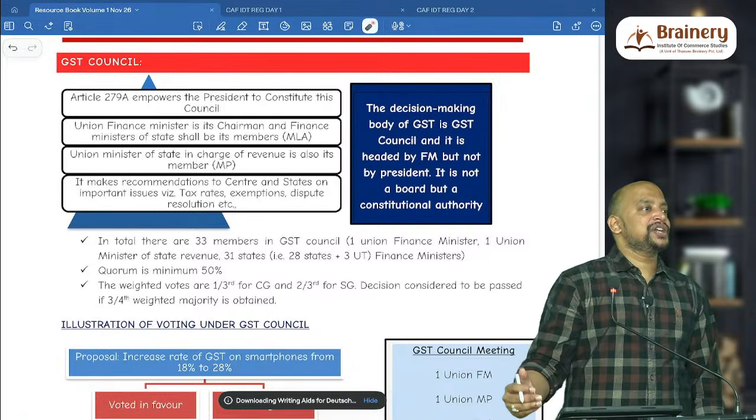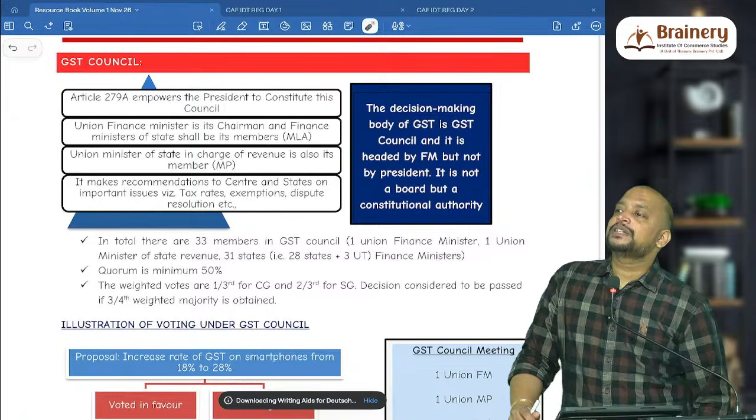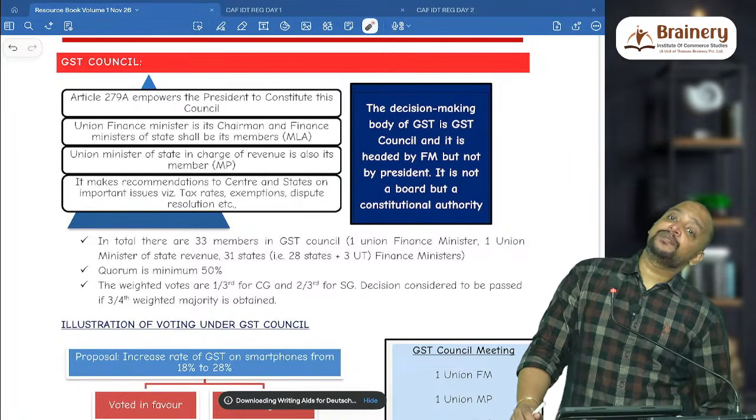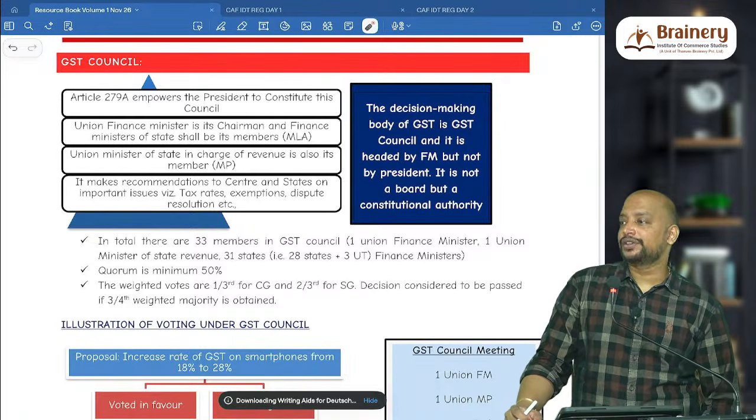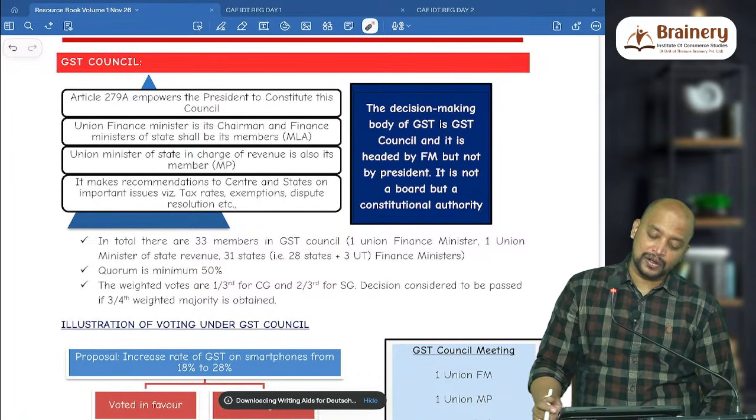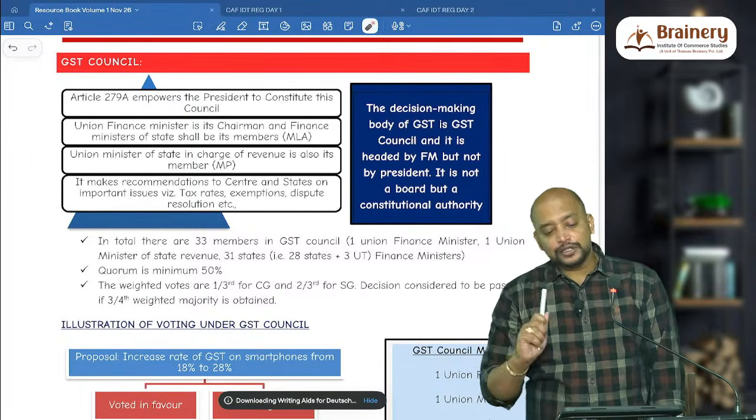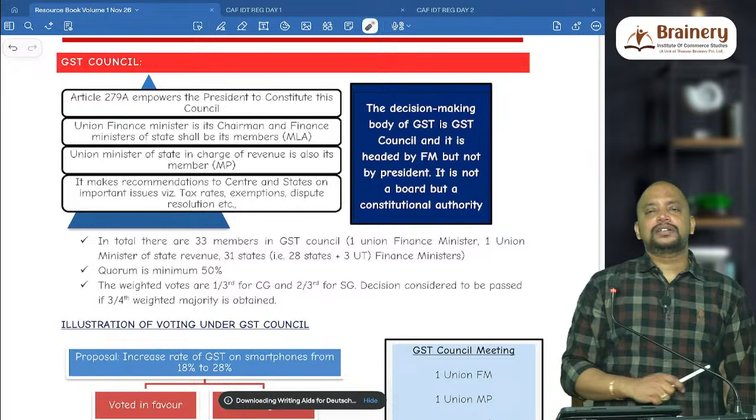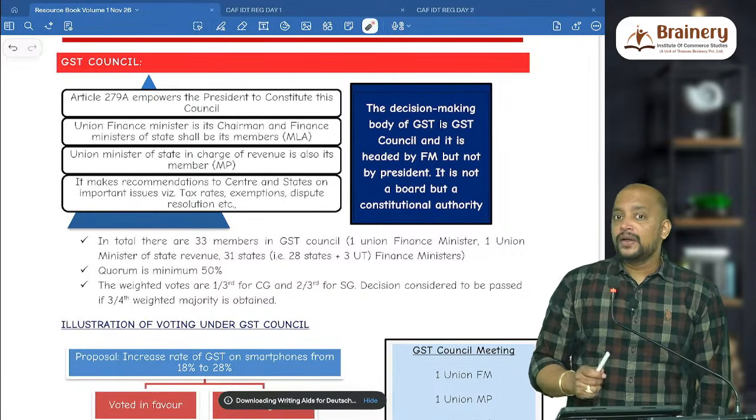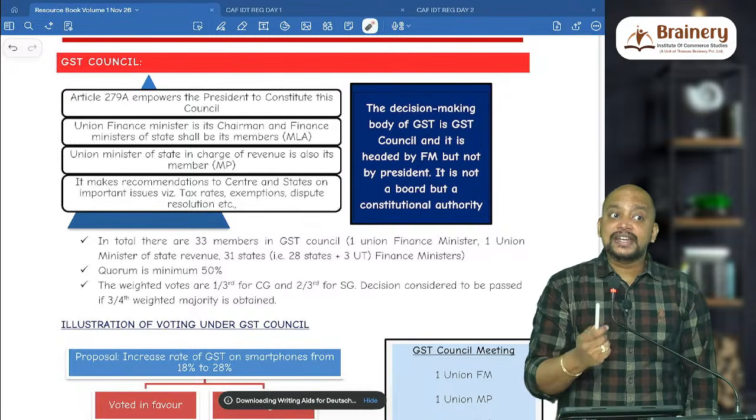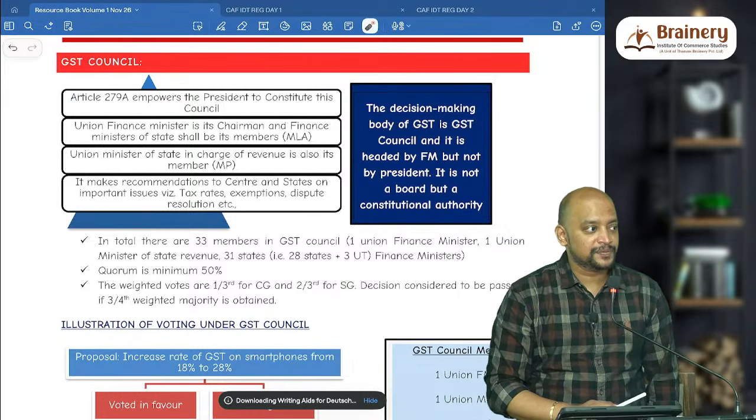And to take a decision, what is the majority that is required? Simple majority or 3/4 majority? Like a special resolution majority. What is special resolution majority? 3/4, correct? 75% majority is required to take the decision. And in that also, central government vote does not have the equal weight of state government. Central government vote will be 1/3 weight only. But state government vote will be 2/3 weight. Means actually who has the key role in the GST Council?